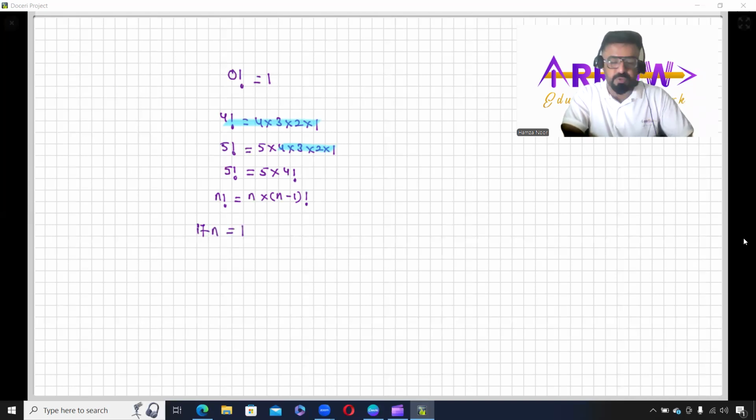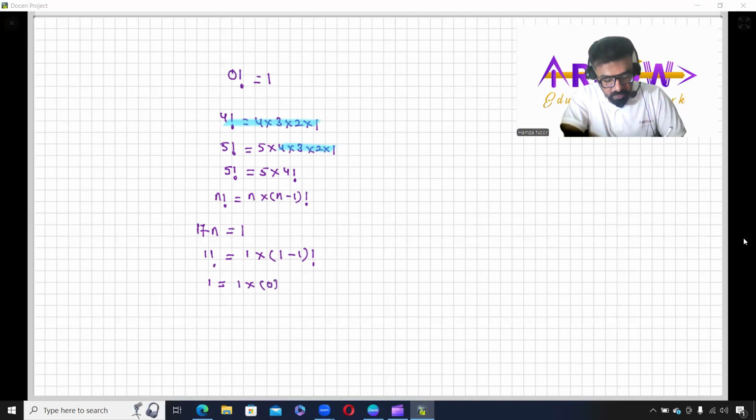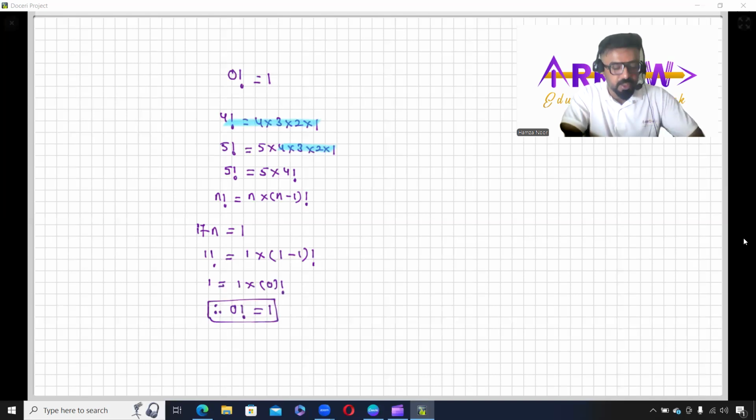So let's say if n is equal to 1. I can say 1 factorial is equal to 1 multiplied by 1 minus 1 factorial. Isn't it? So simple. This essentially means 1 factorial is equal to 1, and this will be equal to 1 times, in place of 1 minus 1, we can write 0. So 1 times 0 factorial. Therefore, we can say that 0 factorial is equal to 1. Here was a brief illustration for why the factorial of 0 is equal to 1.